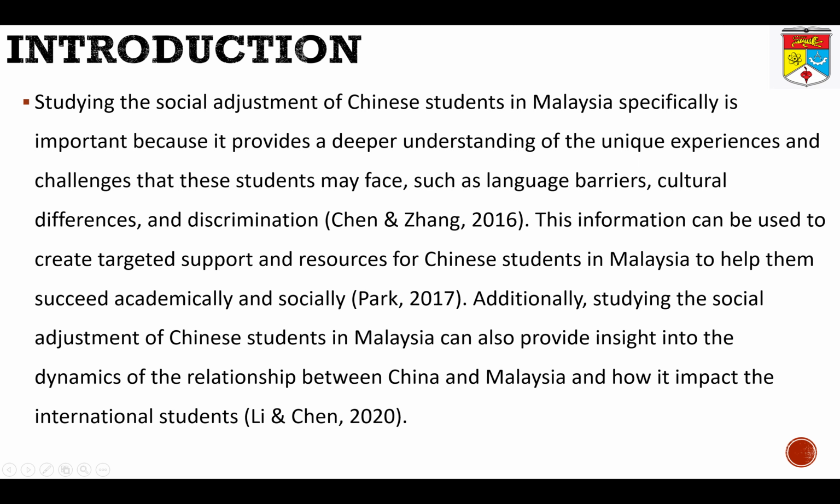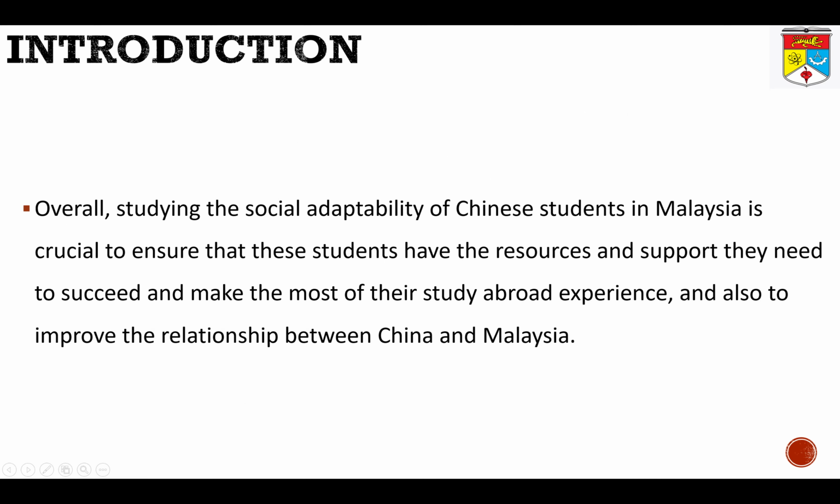Studying the social adjustment of Chinese students in Malaysia specifically is important because it provides a deeper understanding of the unique experiences and challenges that these students may face, such as language barriers, cultural differences, and discrimination. This information can be used to create targeted support and resources for Chinese students in Malaysia to help them succeed academically and socially. Additionally, studying the social adjustment of Chinese students in Malaysia can also provide insight into the dynamics of the relationship between China and Malaysia and how it impacts international students. Overall, studying the social adaptability of Chinese students in Malaysia is crucial to ensure that these students have the resources and the support they need to succeed and make the most of their study abroad experience, and also to improve the relationship between China and Malaysia.